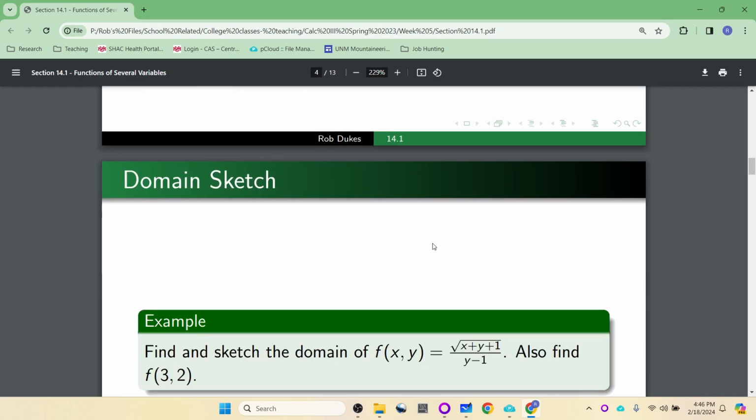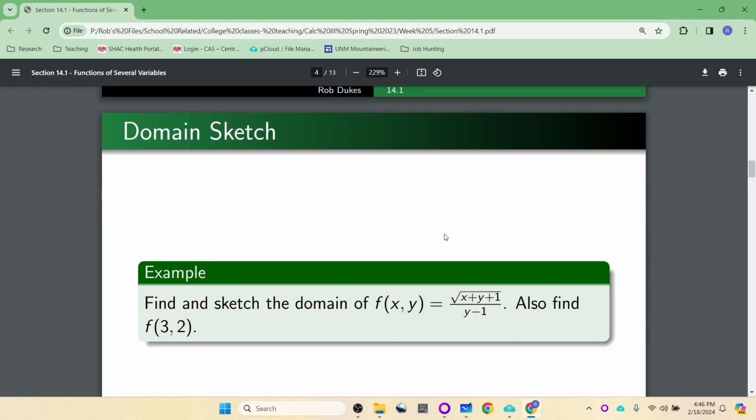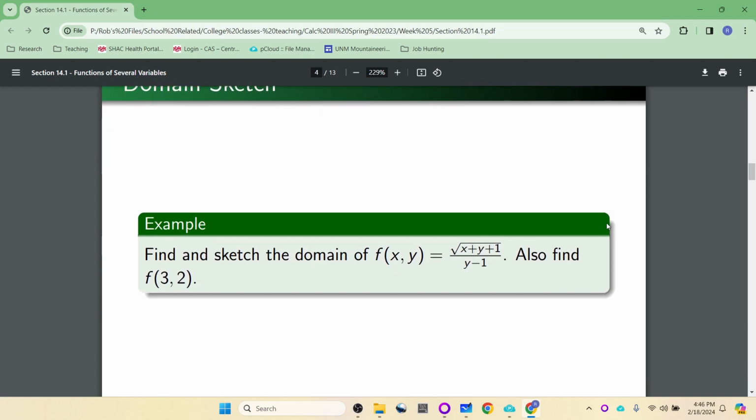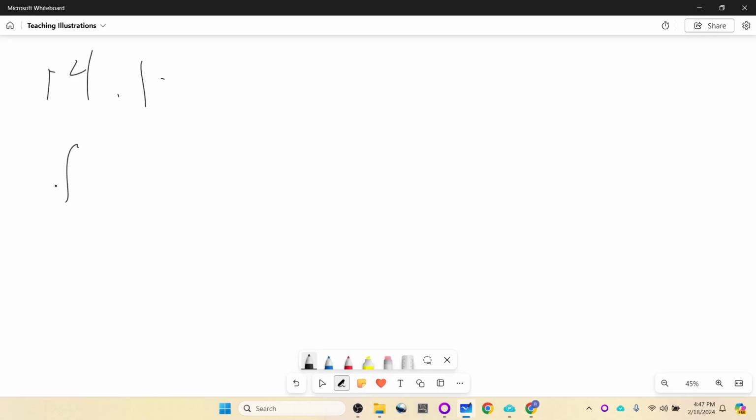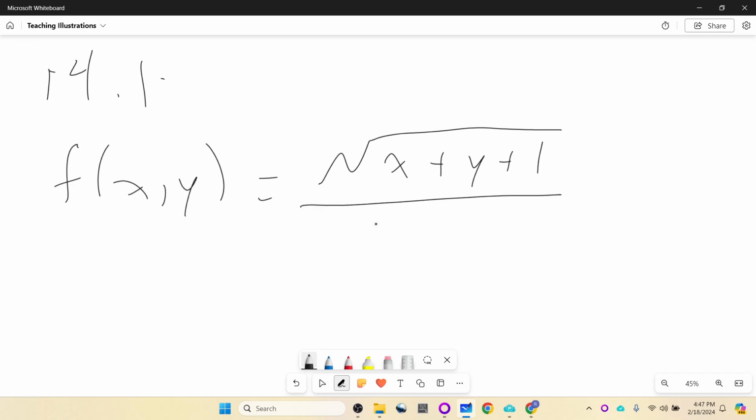So I'm going to talk about domain then. It says find and sketch the domain of f of x, y equals the square root of x plus y plus 1, over y minus 1. And also find f of 3, 2. So how do we do this? Well, if I look at this function, we should remember rules for domain. So it's f of x, y is the square root of x plus y plus 1 all over y minus 1. Right?